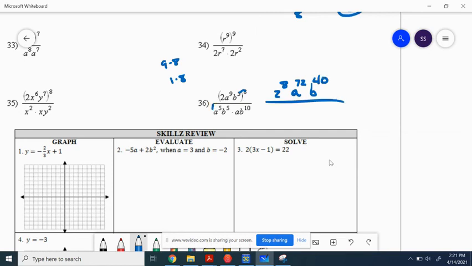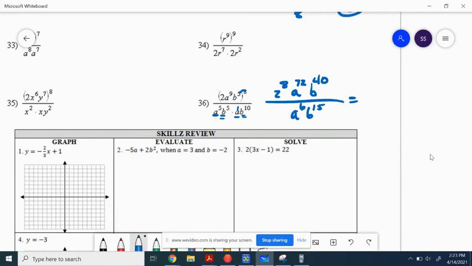Over, in the denominator, we have multiplication. So the multiplication rule is to add the exponents. So let's look at the a's first. We'll do a to the 5th times a to the 1st. 5 plus 1 is 6. So this is a to the 6th power. And then we'll do the b's. b to the 5th times b to the 10th is b to the 15th. Okay.